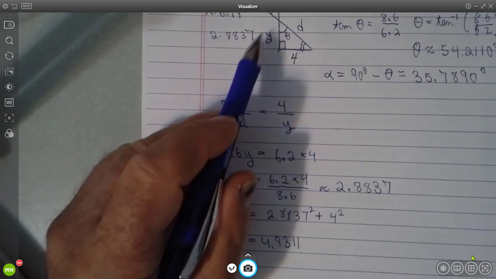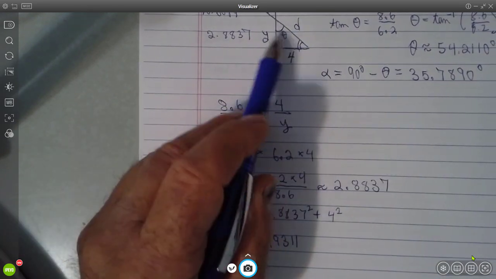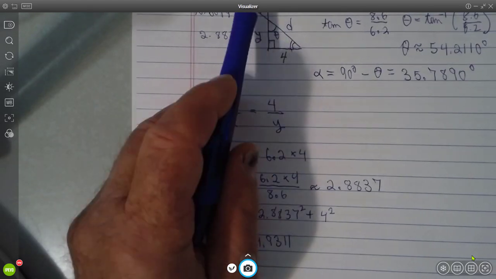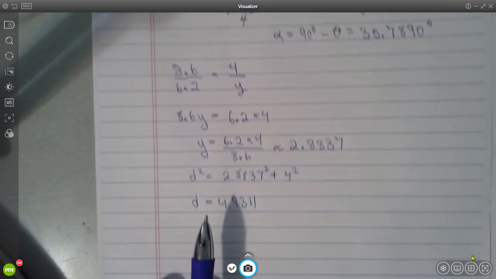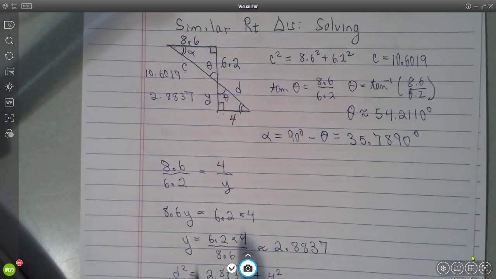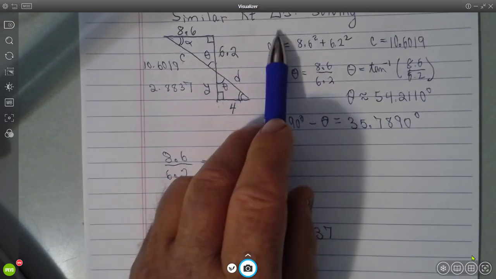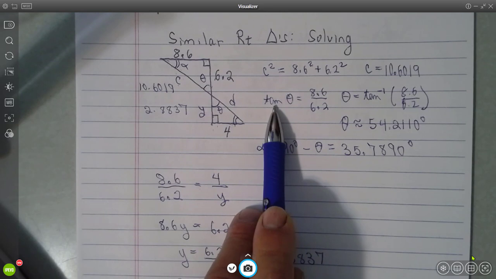Well, we have Y and D both. We have these angles because they're the same as the angles in that triangle, and we have all the sides and angles up here as well. So we have solved both triangles in this diagram, and we're making use of both properties of right triangles, of some trig function, and the Pythagorean theorem.